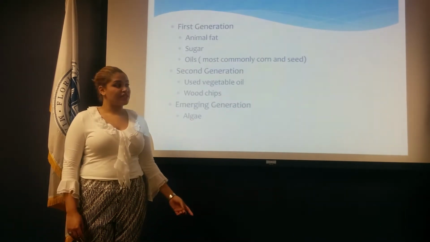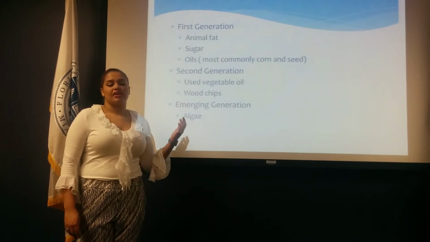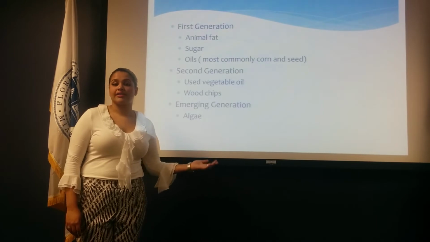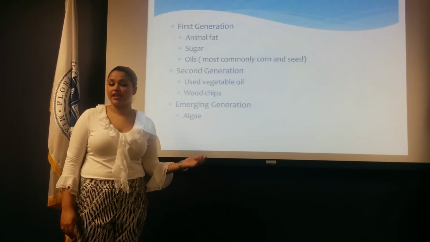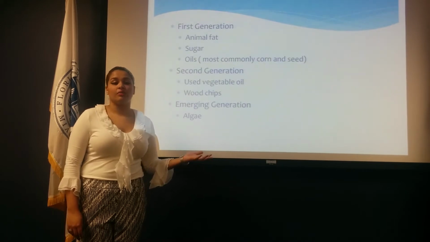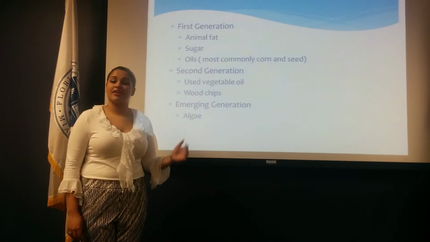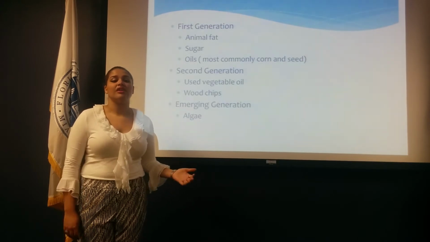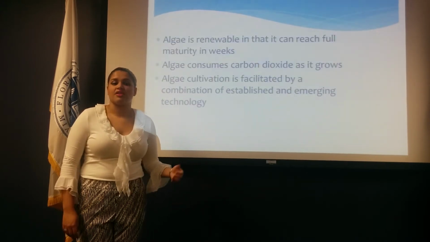You have the first generation, which can use animal fat, sugars, different types of oil like seed and corn. Then you have our second generation, which uses vegetable oil, wood chips, coal, things that cannot be consumed by humans. And finally, you have algae, the emerging generation.